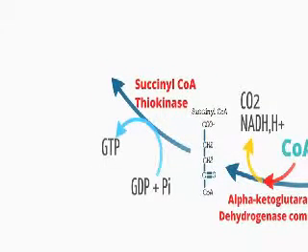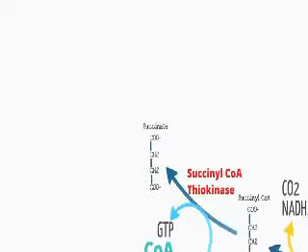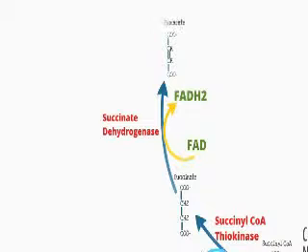Succinyl-CoA is acted on by succinyl-CoA thiokinase to form succinate. In the process, GDP picks up a phosphate to become GTP, and the CoA is released. Succinate is acted on by succinate dehydrogenase. In the process, FAD picks up two hydrogen ions to produce fumarate. Just like NADH, FADH2 is one of the drivers of energy production in the electron transport chain, which is the primary process of ATP production.